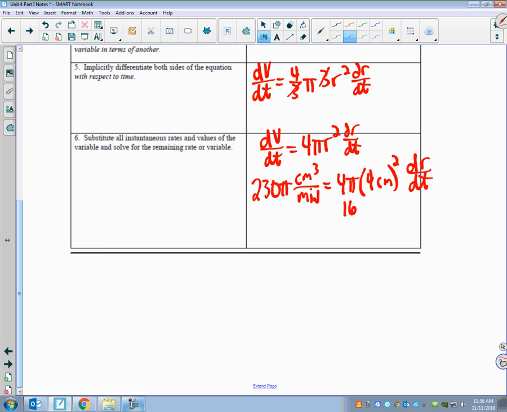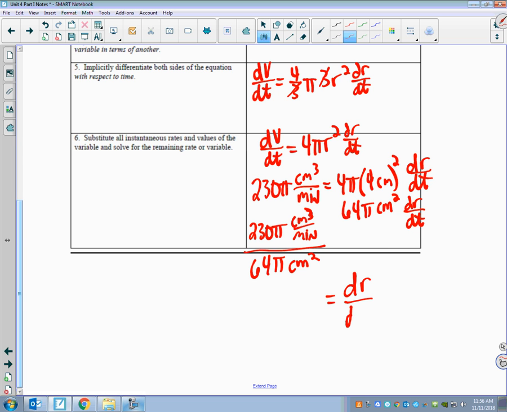4 squared is 16 times 4 would be 64 pi. When I square centimeters, that would be centimeters squared. So I'm going to divide that over. So I'm going to get 230 pi centimeters cubed per minute, and I'm going to divide that by 64 pi square centimeters. And that should equal the rate of my radius. So the pi's cancel out. And 230 over 64, you can do that on your calculator, or you can give me an exact answer, I guess. But I got -3.